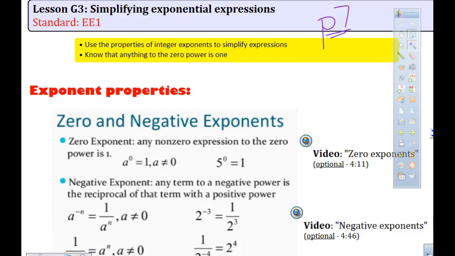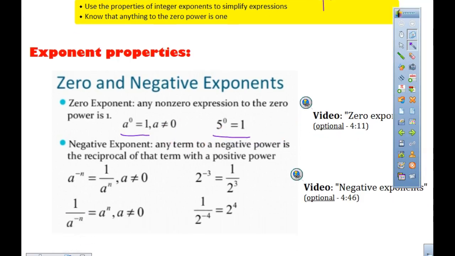Simplifying exponential equations. So we're going to use our properties of exponents. That's why on DreamBox, some of you, I keep telling you to do the integers, because we're still adding, subtracting, multiplying, and dividing with our integers. So the zero property, yesterday we talked about this. Any non-zero expression to the zero power is always going to equal 1. Anything to the zero power equals 1. That's one of our first rules.